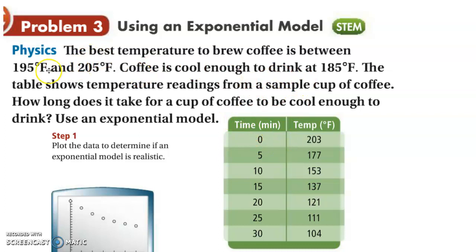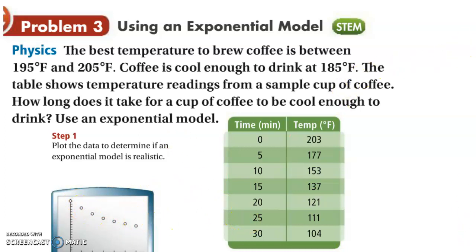So the coffee is brewed starting between 195 and 205 degrees. In this case, 203 degrees when the coffee is first brewed. And then it's just sitting around and it's cooling. Okay, we want to know when will it be cool enough to drink. 185 degrees. So we can see that happens in the first 5 minutes. Okay, but here's some data. So somebody just kept taking the temperature of coffee for 30 minutes, and here's what the data looks like. You can see it's got a curve, it's exponential decay. Okay, so it kind of looks exponential, so that's good.